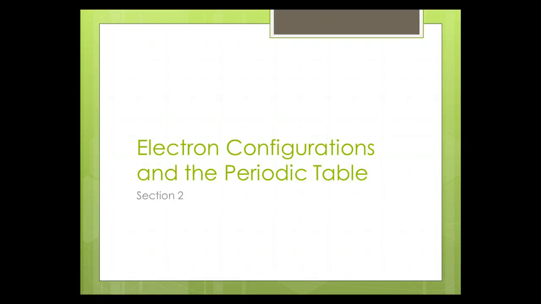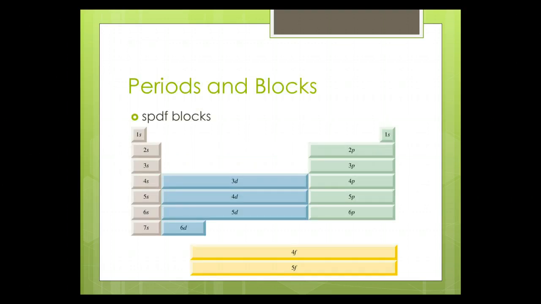Okay guys, we're on to section 2 for chapter 5, electron configurations in the periodic table. Electron configurations are pretty difficult, but the periodic table actually helps us understand where everything's placed relatively easily. So, I've shown this to you before. We have our S, P, D, and F blocks.